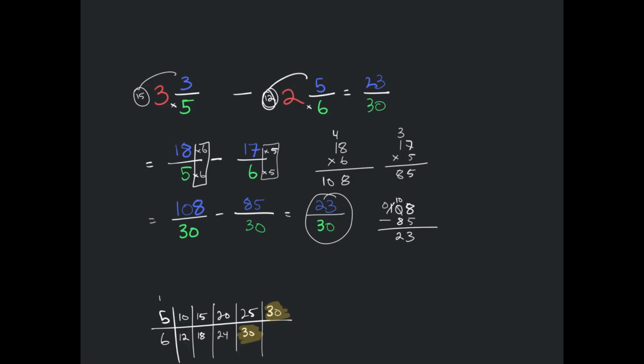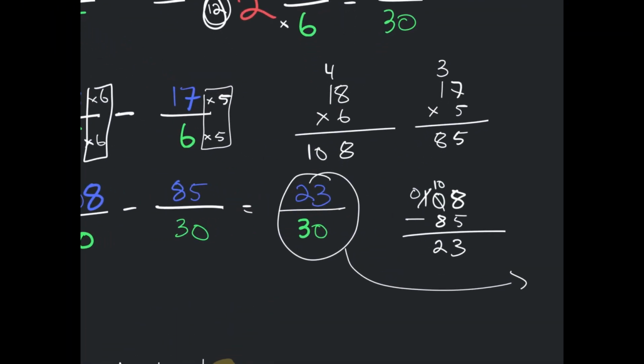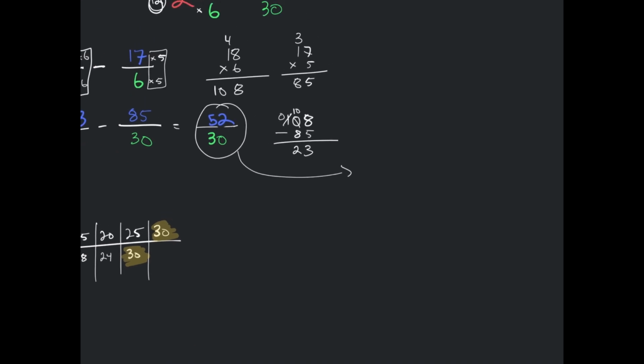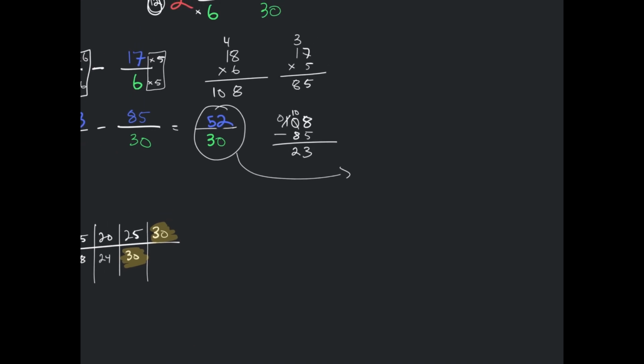Now, sometimes you may end up with an answer being improper. Then what you would have to do is go back and convert it to a mixed number. So let's say, for example, I'll erase this, and let's say this was 52 over 30. We have to recognize that's an improper fraction, and we can't keep it that way.